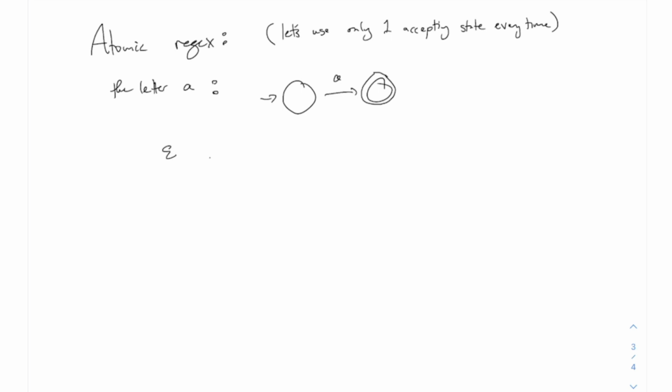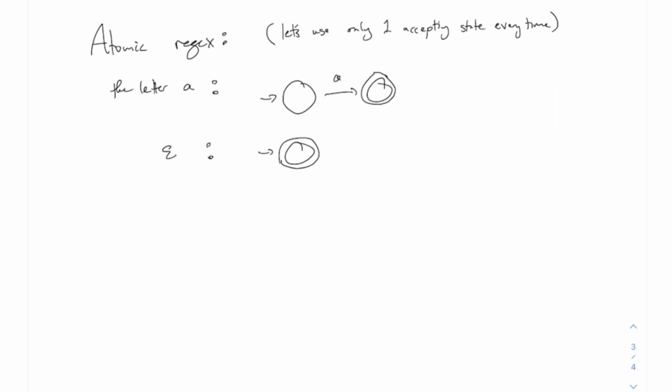How about the empty string? Can I make an NFA which accepts only the empty string? Yes? How do you do it? Yeah, just that, right? This is an NFA which accepts the empty string, and it accepts no other strings, because if you try to do any other string, you get stuck. And so it gets rejected. All right, that's an NFA which accepts the empty string.